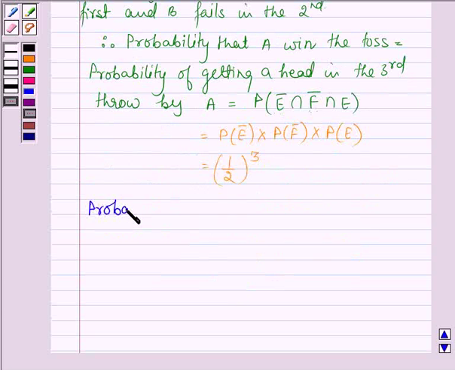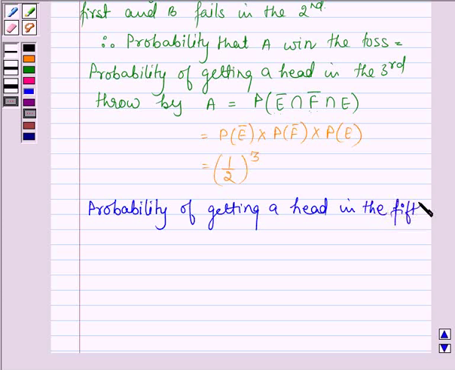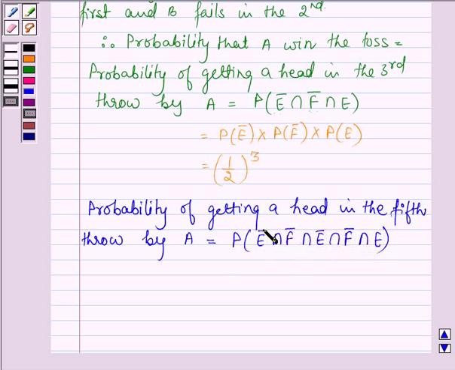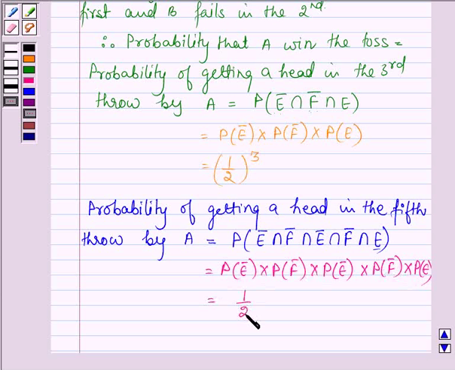Similarly, probability of getting a head in the fifth throw, which is by A, such that a head does not appear in the first four throws, is given by probability of E complement intersection F complement intersection E complement intersection F complement intersection E. That is probability of not getting a head in the first, second, third and fourth throw and probability of getting a head in the fifth throw. So this is equal to probability of E complement into probability of F complement into probability of E complement into probability of F complement into probability of E. And all these probabilities are equal to half, so we have half raised to the power 5.